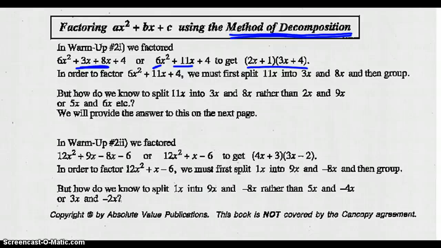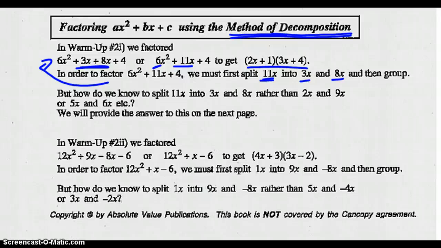So in order to factor 6x squared plus 11x plus 4 as a complex trinomial, we want to write it as a 4-term expression and factor by grouping. I'm going to split up the middle term, which is 11x, into 2 terms. They happen to be 3 and 8.